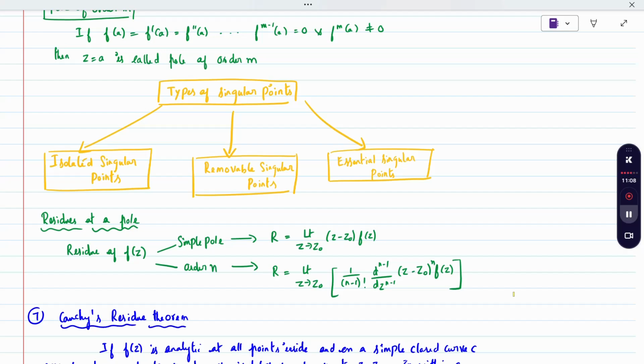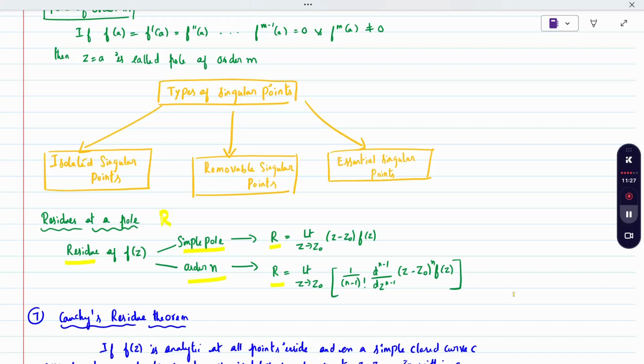You can check in this. So the residue at a pole, the same concept. The residue, how can we calculate? Only two types we have already seen: simple pole and pole of order m or n. Residue is denoted by the symbol R. Residue I need to calculate means I have to denote it by the symbol R.